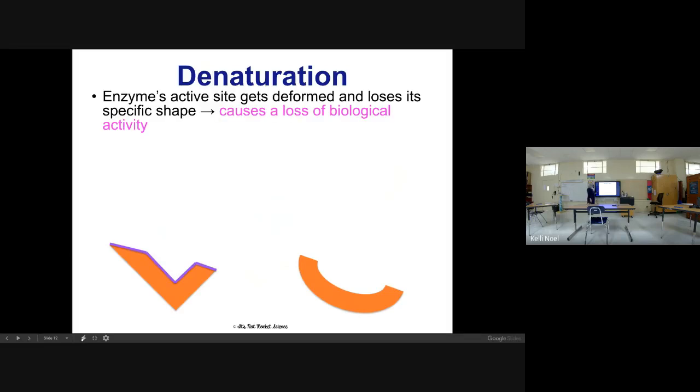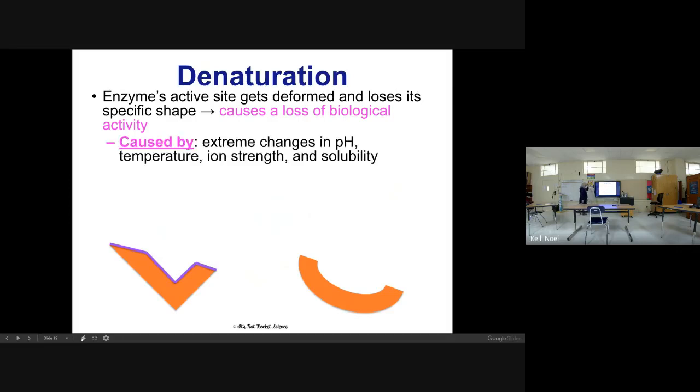Now, enzymes can get deformed. You need to know this term. It's called denaturization. So if an enzyme is denatured, it has lost its shape. So if it was supposed to be shaped like this, it is now shaped this way. It's not going to work. So this is how we lose some biological activity.